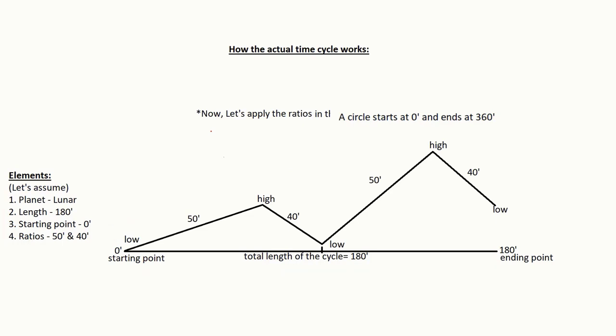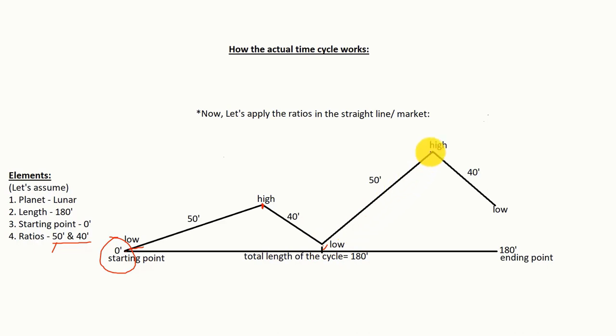Now let's apply the ratios in the straight line, or in the market, or in the cycle. Our ratios were 50 and 40 degrees. So our starting point will be 0 degree. And let's apply the ratios. First, we will take 50 degrees. This is a move of 50 degrees. Then 40 degrees. This is a 40 degrees move. Total 90 degrees, which is actually half of our total length.